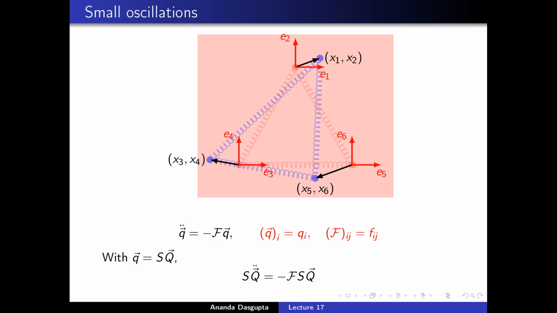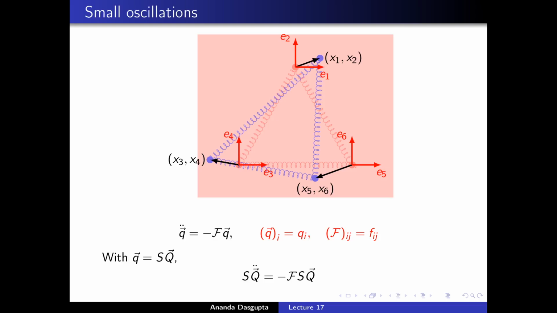S has to be an invertible matrix for this transformation to be a valid coordinate transformation. If I take this value for small q vector and plug it back in my differential equation, capital S being a constant matrix comes out of the derivative and you are left with S, capital Q vector double dot equals minus curly F times S capital Q vector. All we have done here is replaced small q vector by capital S times capital Q vector, and this is the equation we'll end up with.